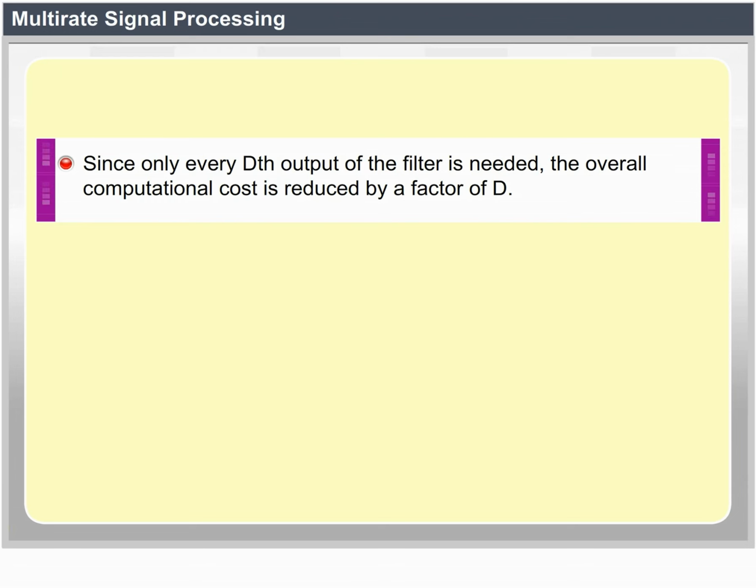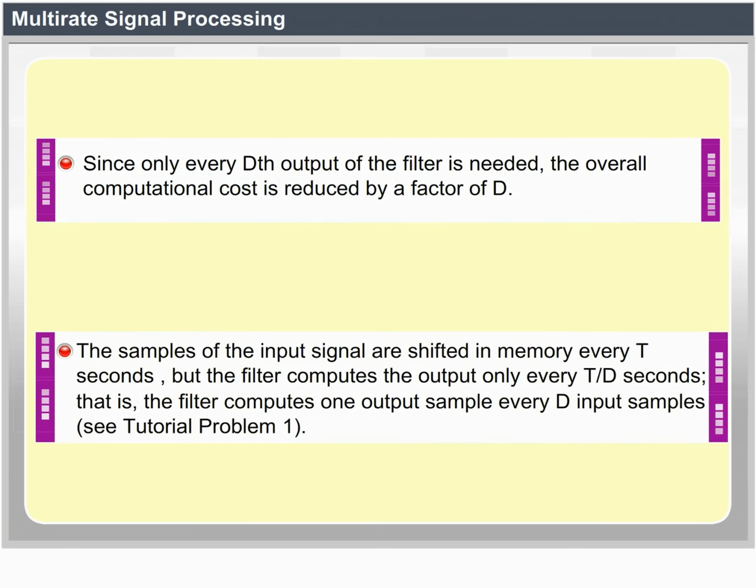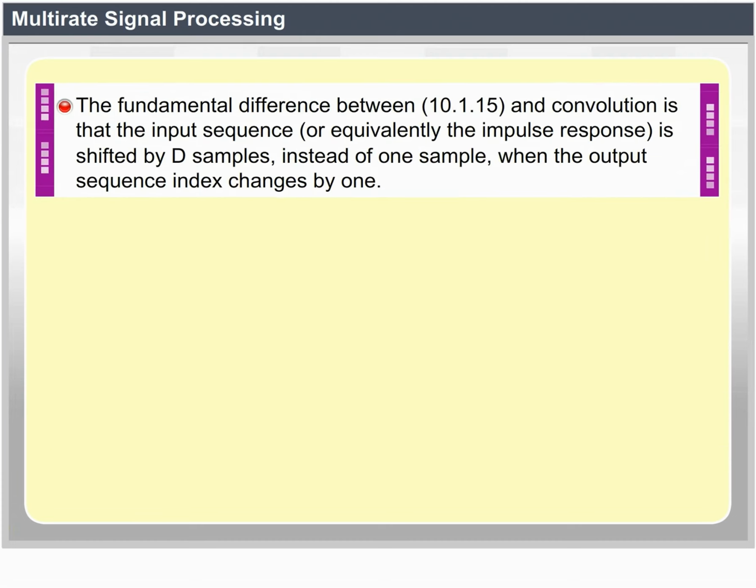The samples of the input signal are shifted in memory every T seconds, but the filter computes the output only every T/d seconds. That is, the filter computes one output sample every d input samples. See tutorial problem 1. The fundamental difference between 10.1.15 and convolution is that the input sequence, or equivalently the impulse response, is shifted by d samples instead of one sample when the output sequence index changes by 1. MATLAB also provides two functions to perform decimation.